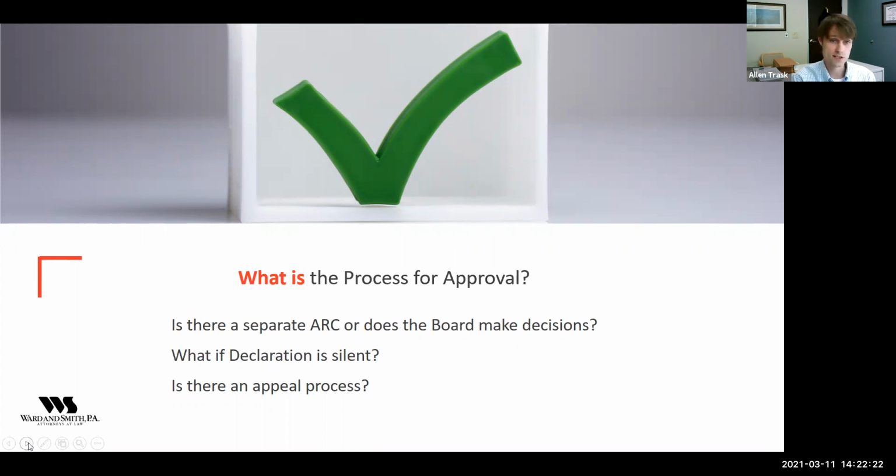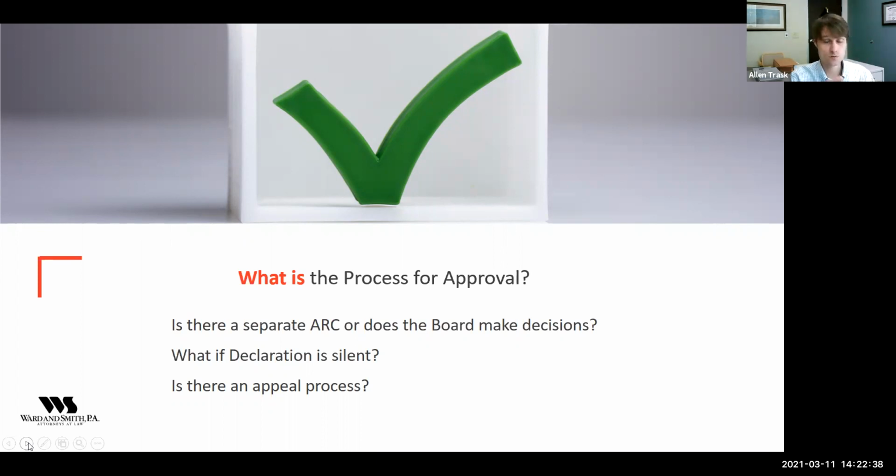If the declaration is silent as to that, then the default should be that it is the board that makes that decision. If you want, as your community, to change that, then again, going back to amending the documents to get them where they need to be.